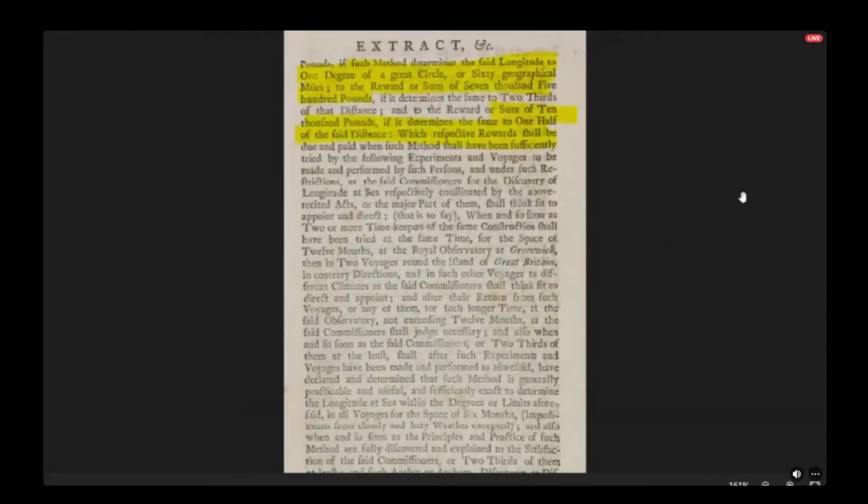If such a method determines the longitude to 1 degree of the great circle, or 60 geographical miles, the reward is 7,500 pounds. If it determines it to a half degree, the reward is the sum of 10,000 pounds. So it seems to be saying the closer to half a degree of accuracy you can help me mark the longitude lines in the south, then I'll pay you more. So it seems like that was a great project for them to do.